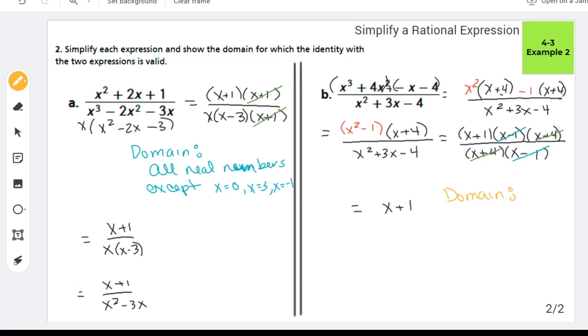Another way you might see that domain is they might actually break it up like this. It's kind of ugly notation. They might put union symbols in there, which is cool. So that's another way they'll show it, is in that interval notation.